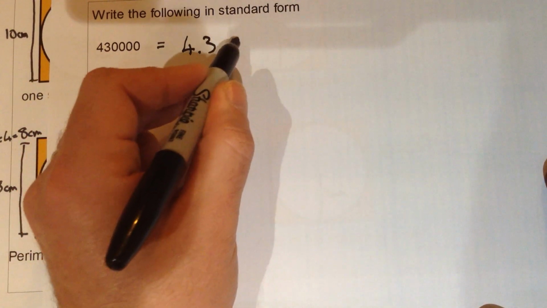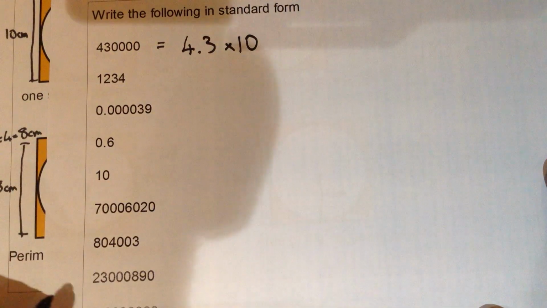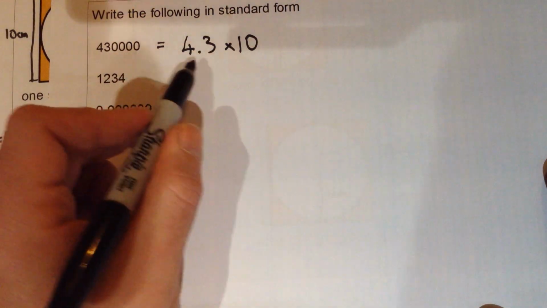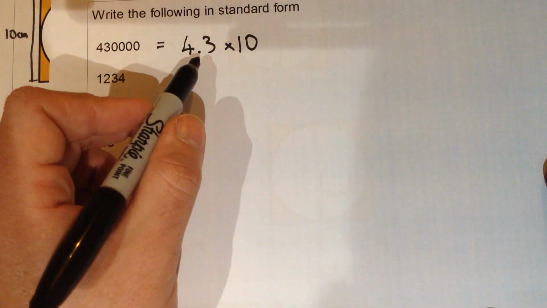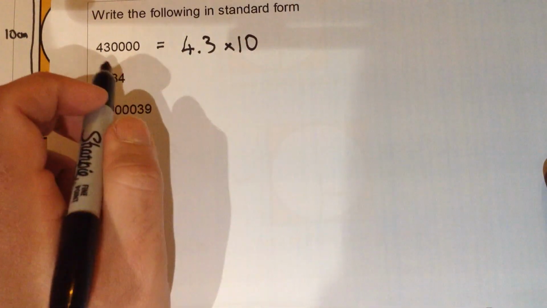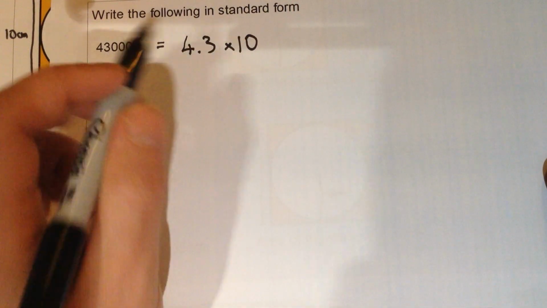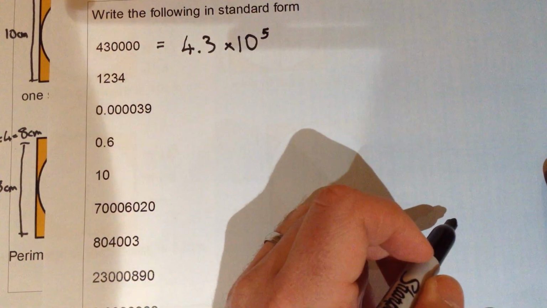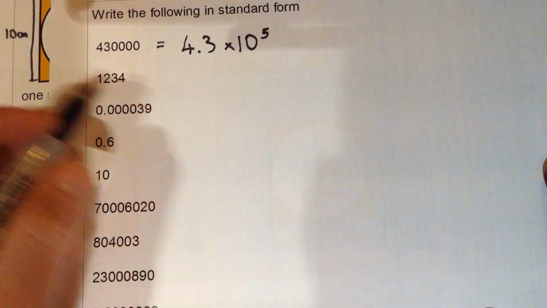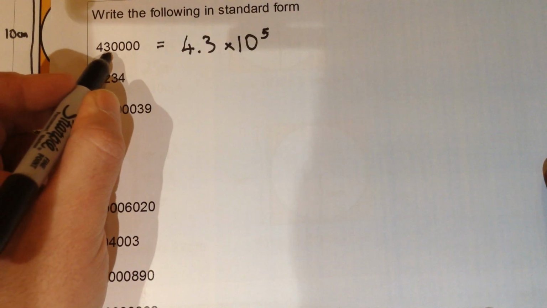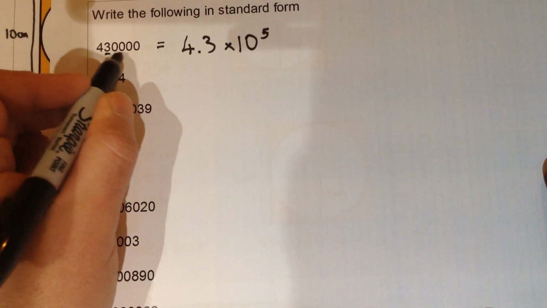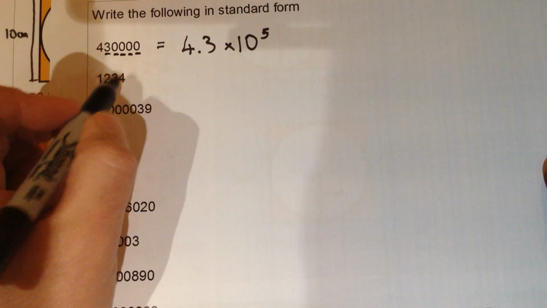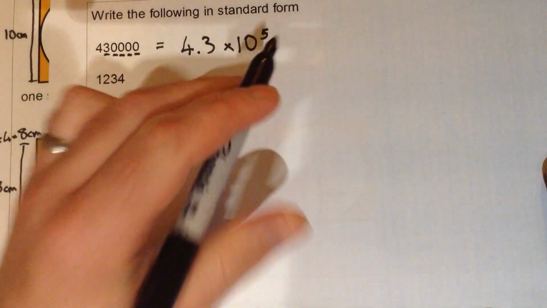Standard form is always times 10 to the power of something. Well, how many times would I need to multiply 4.3 by 10 to make it into 430,000? I'd have to times it 5 times. You can cheat and do a quick little count up to speed up the process. Remember, for large numbers, it's how many numbers are there after the first one. So in this case 5, so to the power of 5.